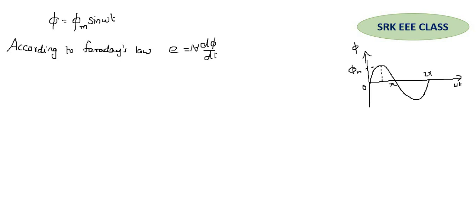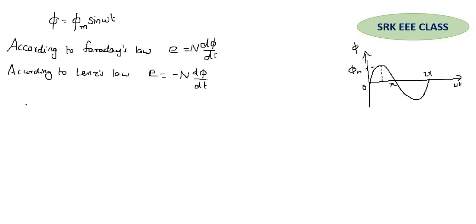Now, induced EMF always opposes the applied voltage. So according to Lenz's law, induced EMF is equal to minus n into d phi by dt. This is the representation of Lenz's law: E is equal to minus n into d phi by dt.